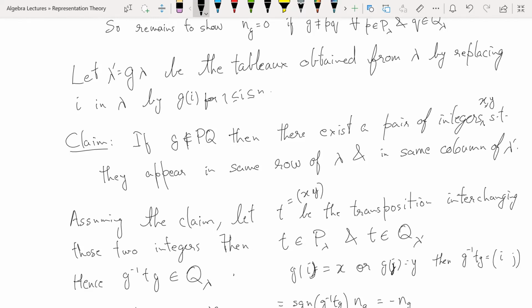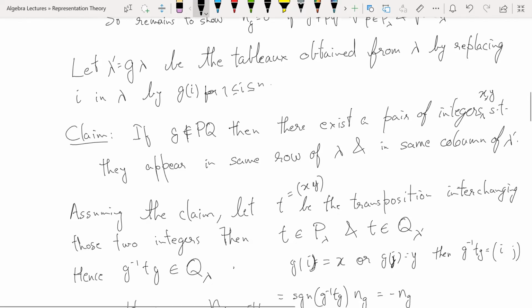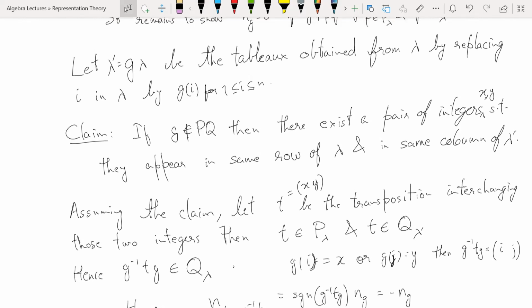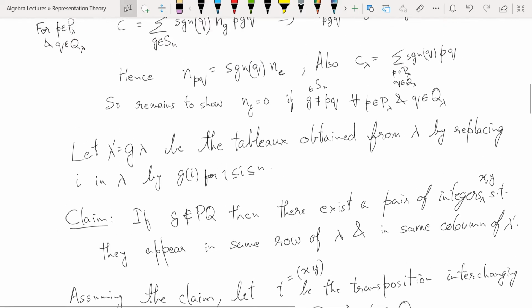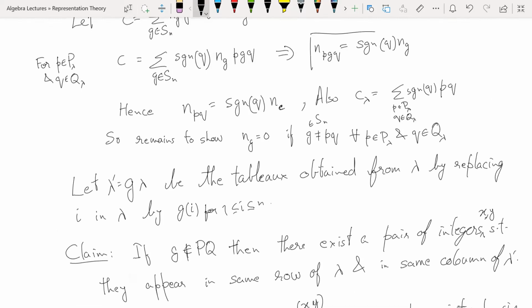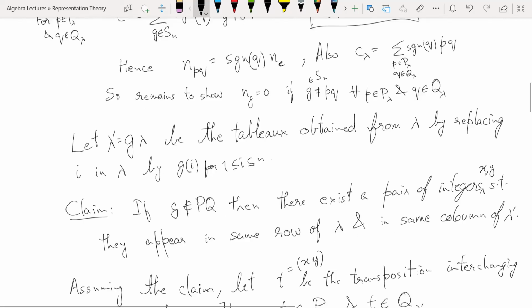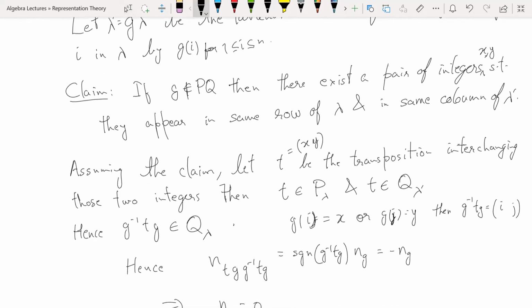Yeah. So now we have got a transposition T, which is in P lambda, and g is some element which is not in PQ. And we have got that g inverse TG is in Q lambda. So what does that tell us? So we will use this identity again, and this identity again.